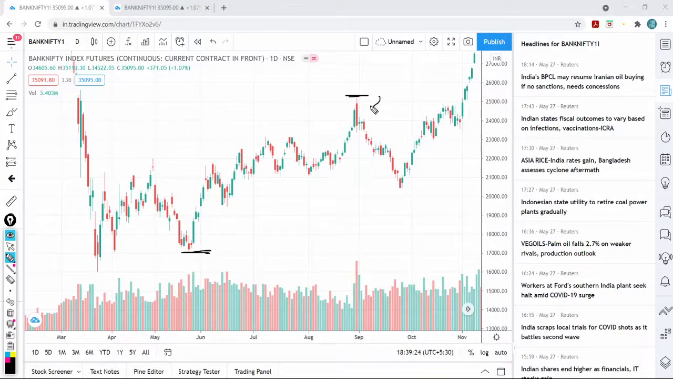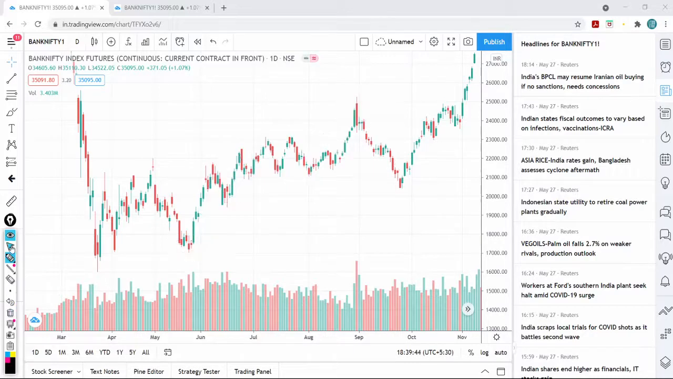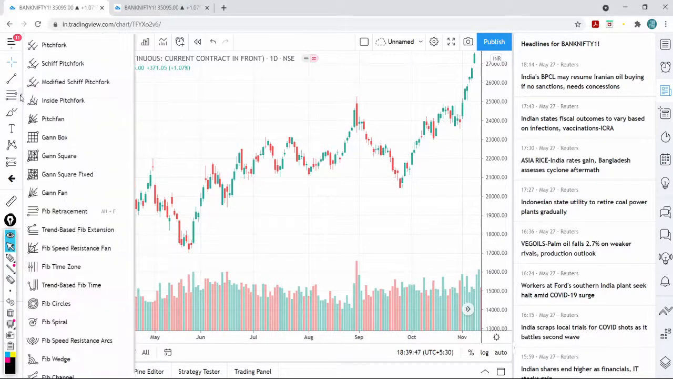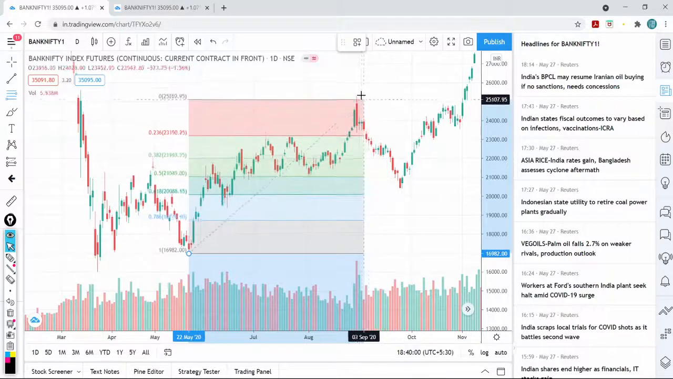Why am I choosing this high? This is the bigger down move when compared to the smaller down move in an uptrending market. From 17,000 to 25,000 uptrending market, this is the bigger down move. So I am marking this high and the start of the uptrending move. Now this is the Fibonacci retracement tool, which is available for free on the TradingView platform. It's also a free platform. You need to click here and drag it towards this high.